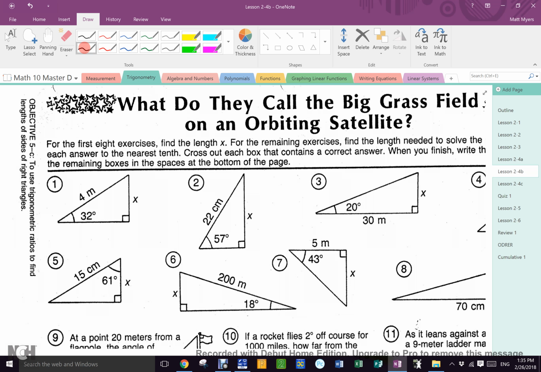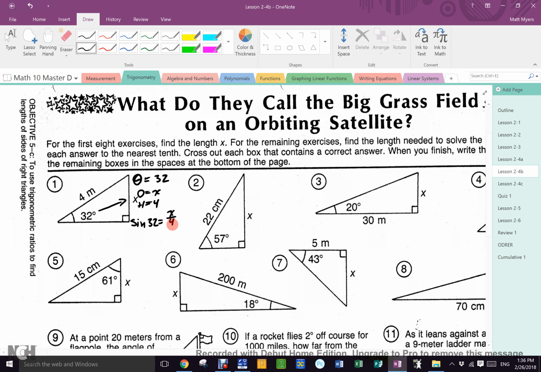What is the order of business? First things first, establish a theta. Do we have one? 32. Once we have theta established, now we name our O's and our A's and our H's. We have an opposite of X, an H of 4. What uses O and H? Sine of 32 equals X over 4. Is that done? No.